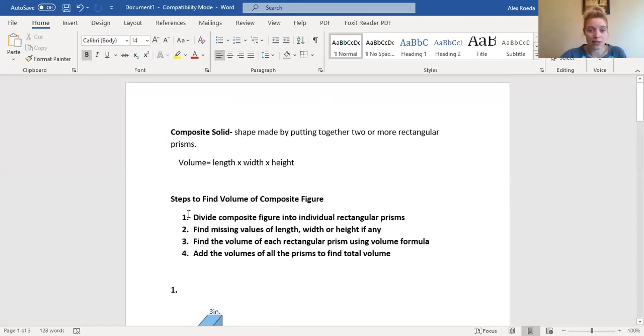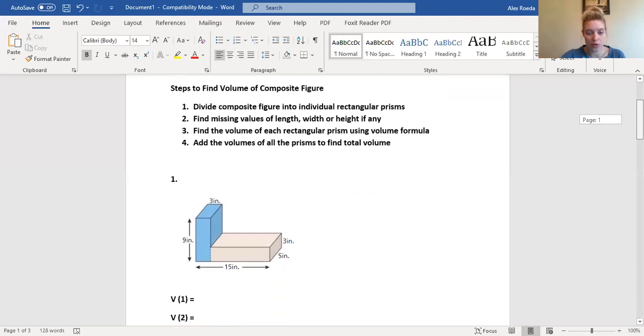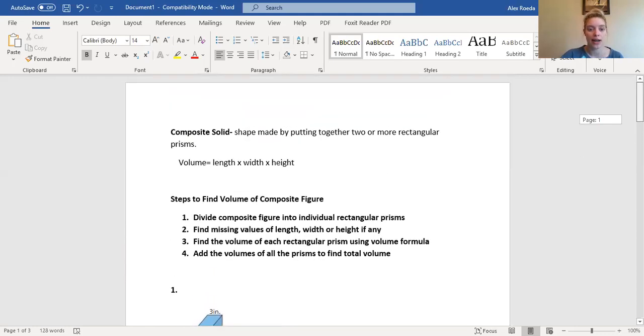And we have steps to find the volume of a composite figure, okay? So our first step is going to be divide the composite figure into individual rectangular prisms. So if we take a look at this one for an example, okay? You're going to have to divide that composite figures into prisms we already know how to work with, okay? This one that did it for you, they have divided it into two. Your second step is going to be to find the missing values of the length, width, or the height, if there are any. So sometimes they might not give you the length, width, and the height of each one of each composite figure. And you're going to have to use the values you do know to figure that out.